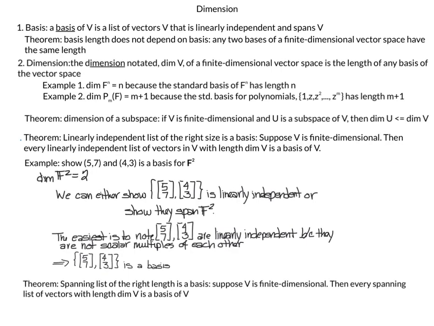These two theorems now will give us an easier way of proving a list of vectors is a basis as long as the number of vectors in your list is equal to the dimension of the vector space you're trying to show a basis for. You only need to prove then linear independence or spanning. You don't have to prove both if the list of vectors is the right size, being equal to the dimension of V.